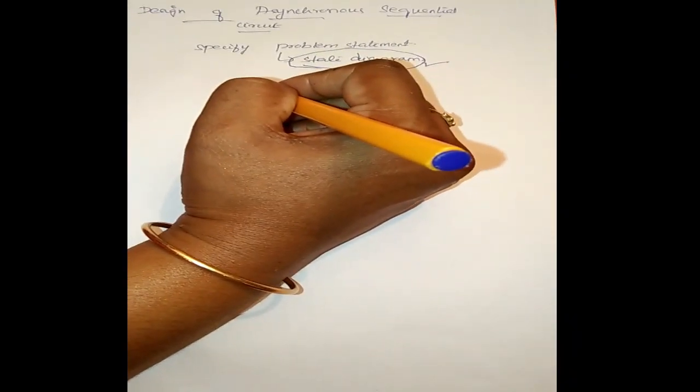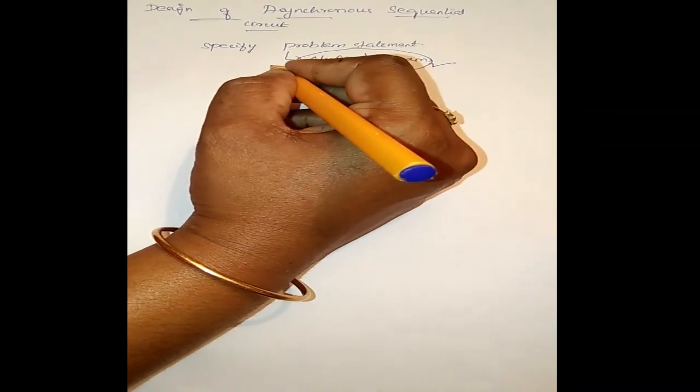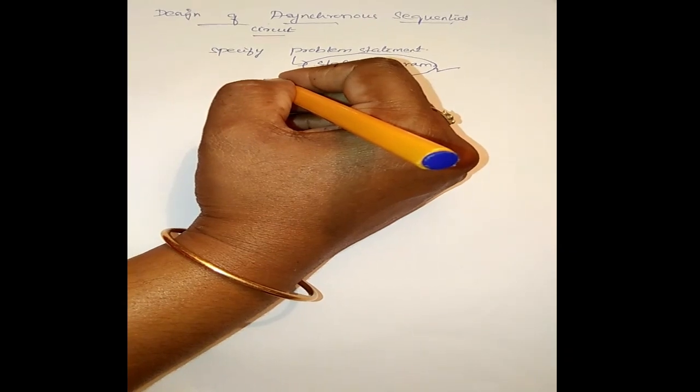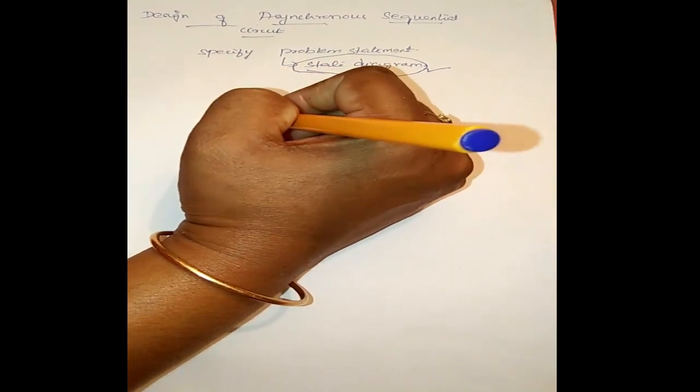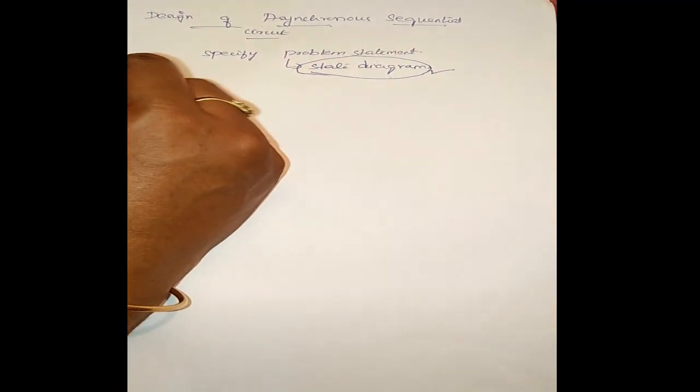Once you frame the state diagram correctly, the rest of the steps are quite simple. I request all the students to have a pen and paper so that you can note down the problem and follow the steps which I am explaining, so that you will have the continuity. Let me write the problem for you.